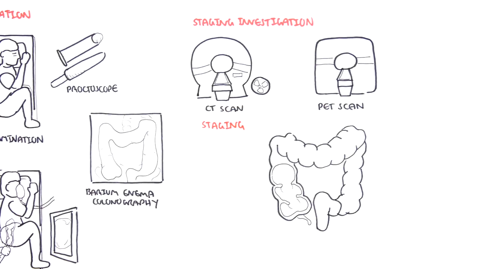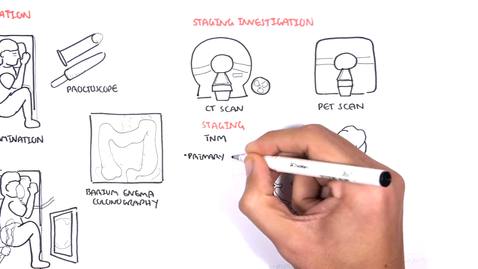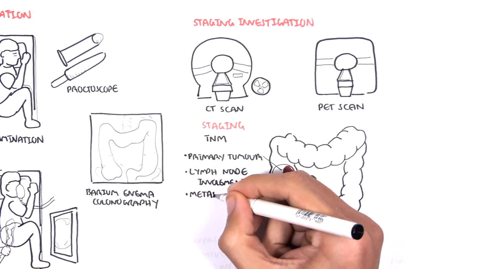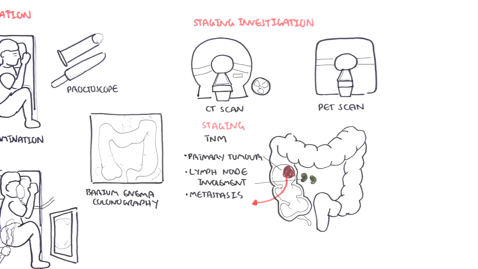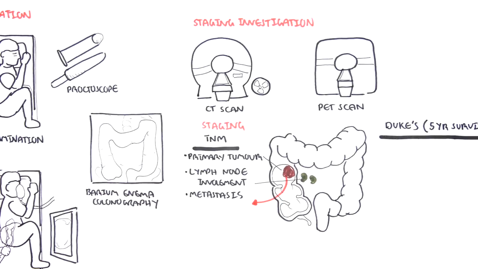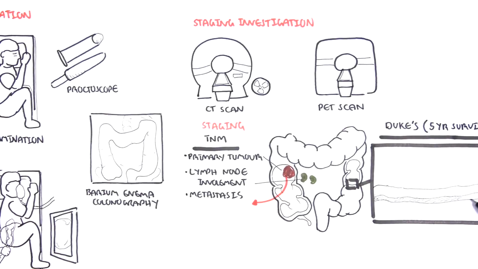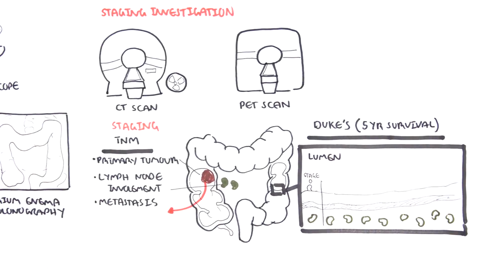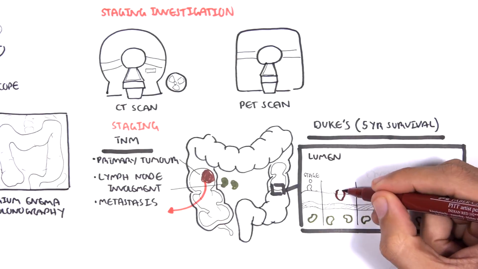For staging itself, there are two forms of staging. The first is the TNM staging, which looks at T, the primary tumor, N, the lymph node, and M, metastasis. The second form of staging is Duke staging, which looks at the 5-year survival, and there are a total of 4 stages, plus stage 0. Stage 0 is nothing really and benign. The remainder of the stages, it depends on how deep the tumor is going, so what layers it's going into, and if it has metastasized.